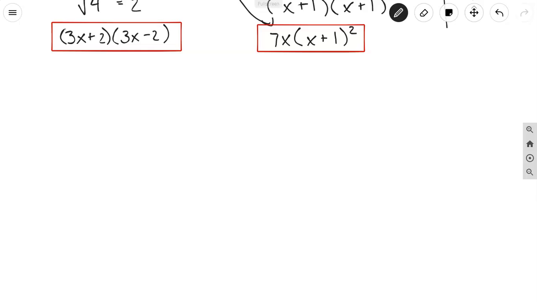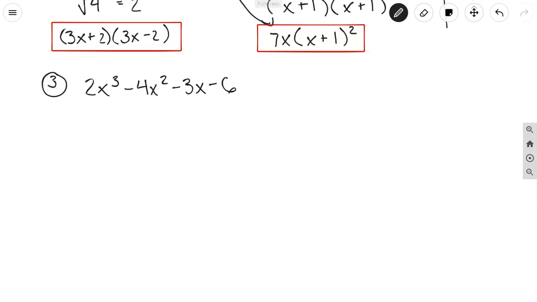Let's go ahead and try another problem. Number 3. Let's do 2x cubed minus 4x squared minus 3x minus 6. So, first step, see if there is a term they all have in common. 2, 4, 3, 6. No.